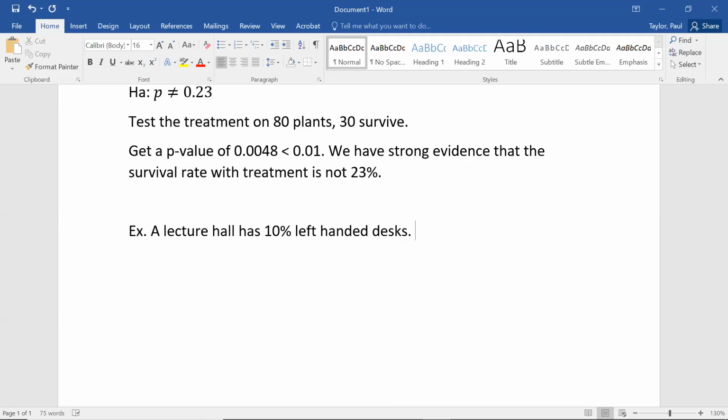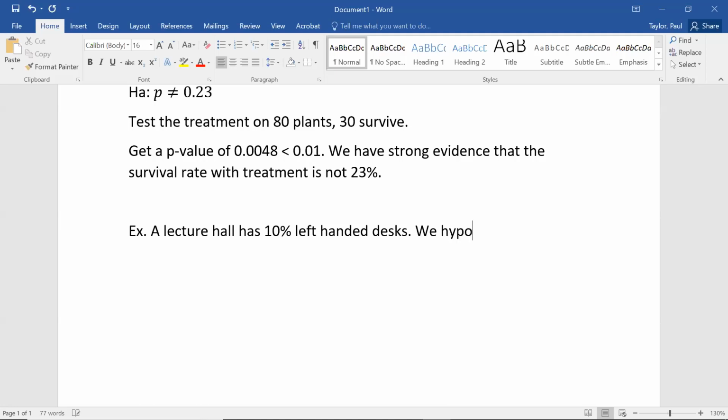Now, I always showed up to class early enough that I was able to get one of the left-handed desks, but it was not unusual for them to run out. And some people had to reach across their body and take notes on the other side. So you might hypothesize that more than 10% of the students were left-handed, and 10% left-handed desks was not enough. So let's test that out.